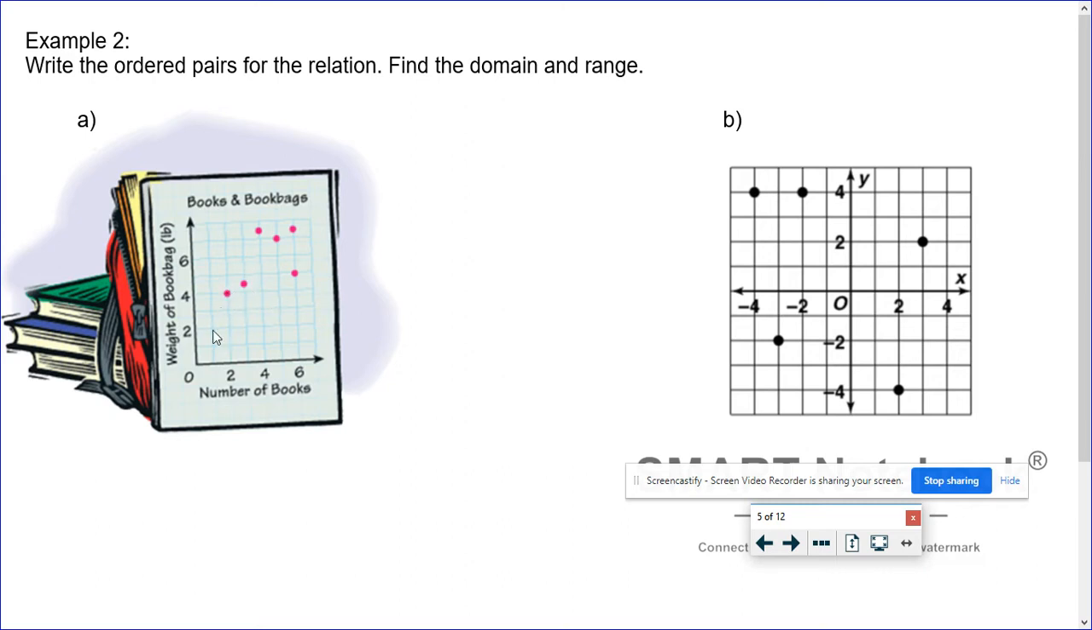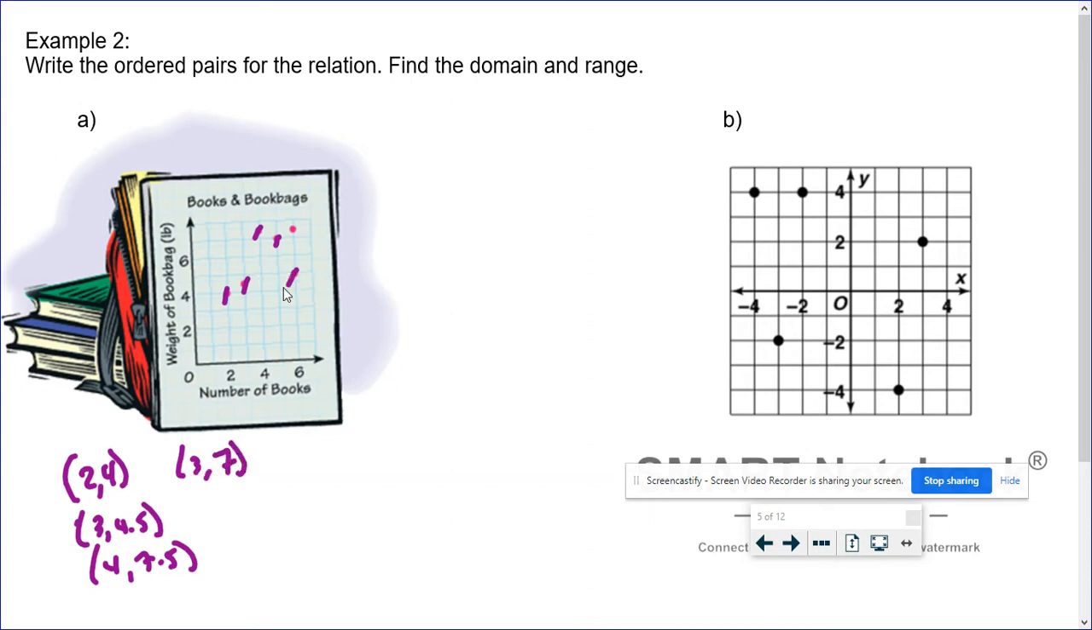So this point right here is 2, 4. This point right here looks like it's 3 and then 4.5. I'm just going to mark them off as I go. That point there looks like it's 4 and 7.5. This point right here looks like it is 3, 7. This point right here looks like it's 6, 5. Then this point right here looks like it's 6 and then 7.5.